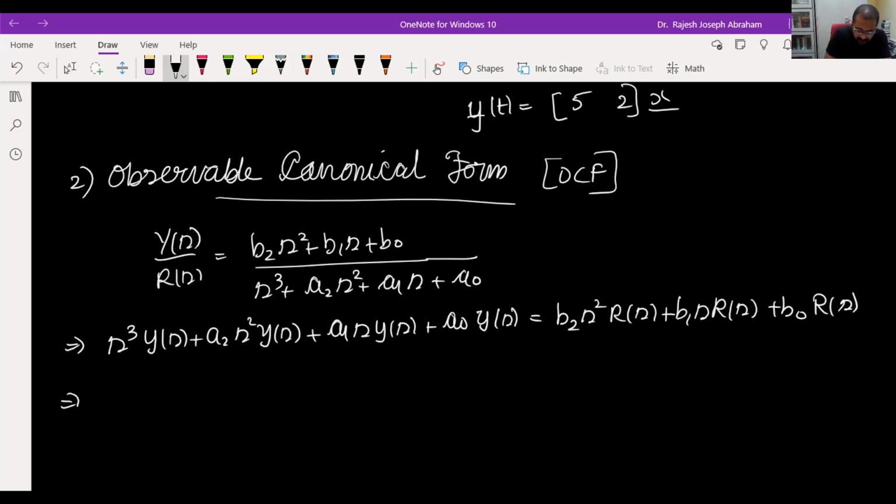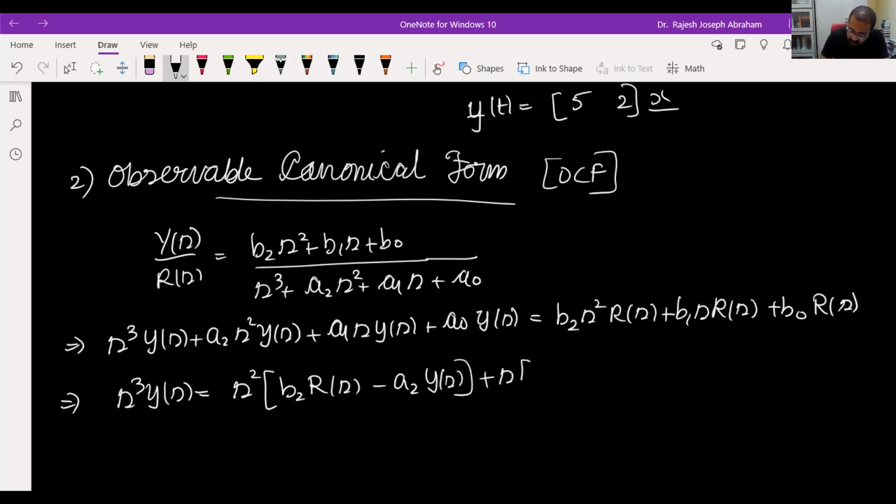Okay, so I can write like this: s cube y of s equal to what? s square into, here we have b2 r of s, so here we will get minus a2 y of s. Then plus s into, here we have b1 r of s, and you can take this term to the right side. You will get minus a1 y of s plus remaining terms b0 r of s minus a0 y of s.